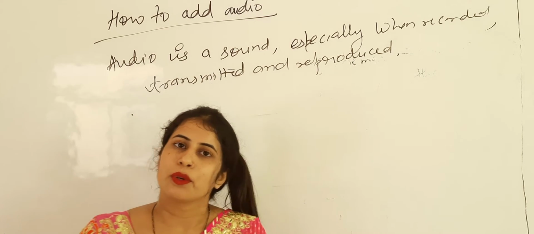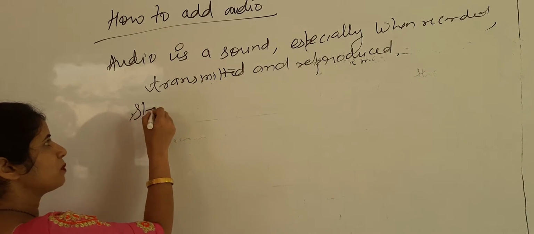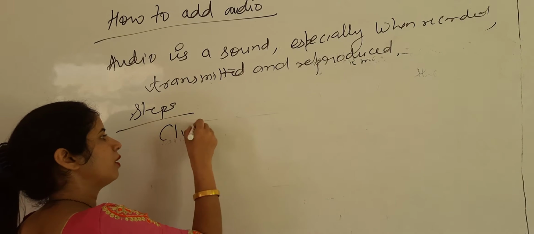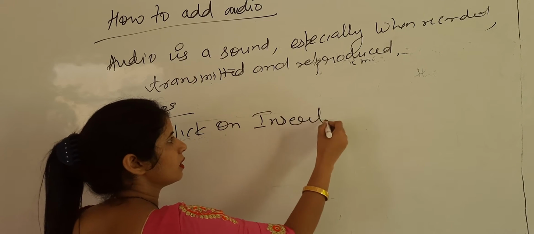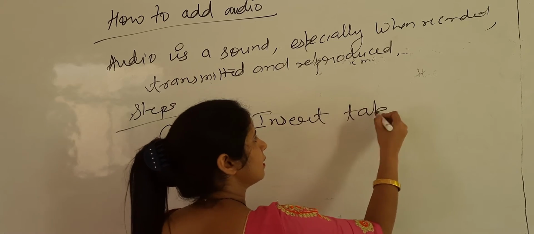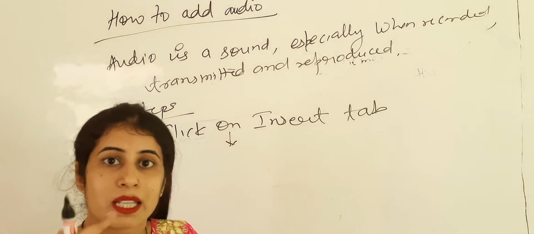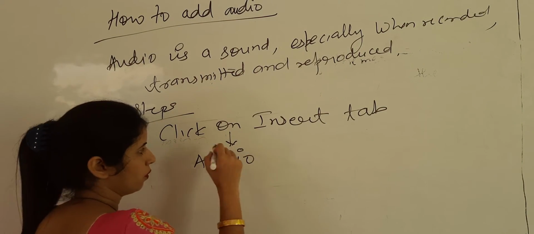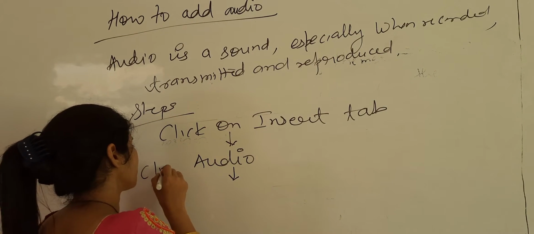To add any audio, we have to follow a few steps. What are the steps for it? At first we have to click on the Insert tab. When you click on the Insert tab, you will see an option there, Audio. So we will click on this Audio option.